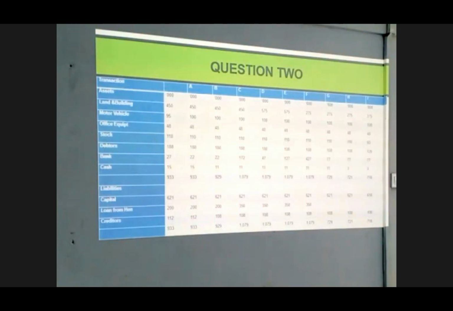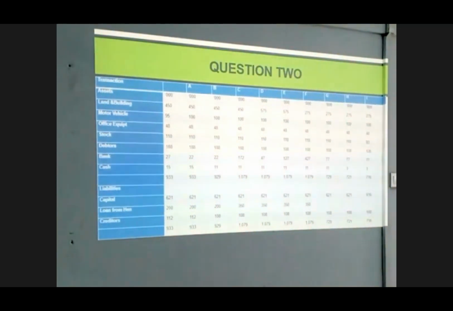Yes, there is a hand online. A loan of 150. Rashid says a loan of 150,000 from Hen paid into bank account. That's from Rashid. Very good one. A loan of what? 150,000 from Hen has been paid into what? The bank. That is all.